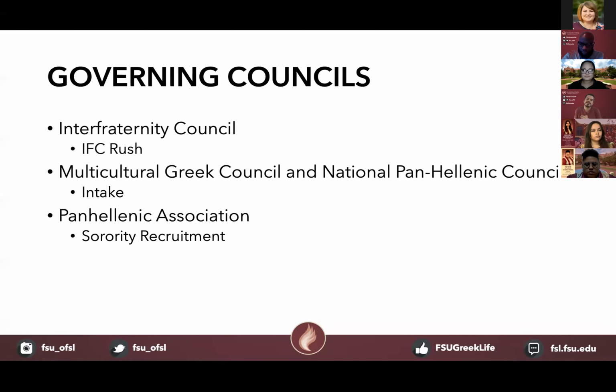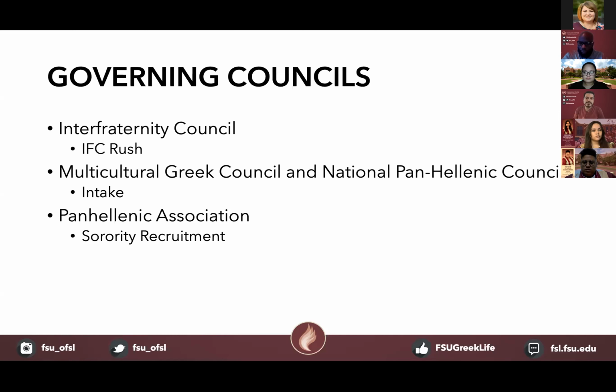For our Multicultural Greek Council and the National Panhellenic Council, these are our culturally based fraternities and sororities. Our Multicultural Greek Council is very identity-based, surrounding Latinx identities. We do have some Afro-Caribbean identities in there, Asian American Pacific Islander identities, and these are groups that have formed around those identities as fraternities and sororities, really focusing on service and especially giving back and education about their communities and their culture. The National Panhellenic Council is what we traditionally call the Divine Nine. These are the 9 historically Black African-American fraternities and sororities across the country.